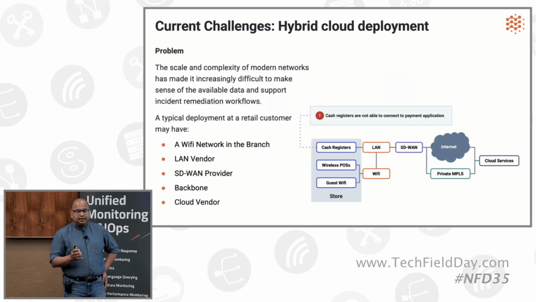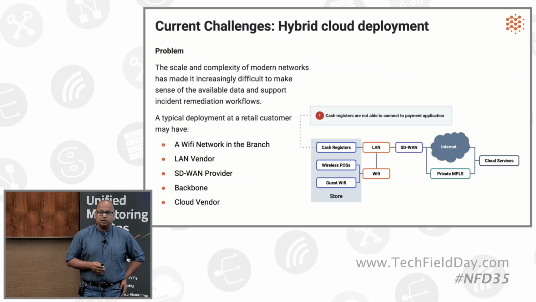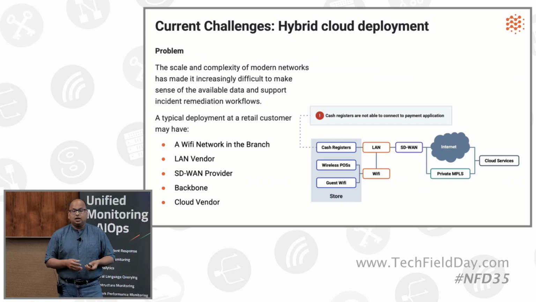It works. Let's take a retail customer. If you think of a retail customer, they have a very complicated, complex network. You have retail stores across the globe. Then that store is connected, and there are payment applications probably running at the cash register. One of the big challenges is the registers are not able to connect up to the payment application sitting in the cloud, and the network is always to blame. And now the networking infrastructure team comes in, and they have to figure out what's going on.